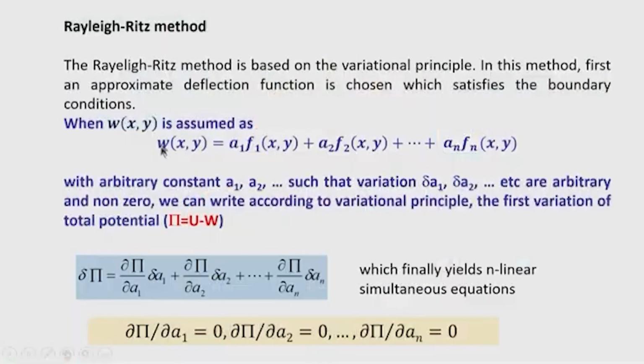Here you can see that the deflection function is assumed in the form of a series. That means I can take f 1, a function of x and y, and also f 2, a function of x and y. So, these functions are in the form of a series. One can take a polynomial expression or a trigonometric expression. In both cases, the formulation can be done.